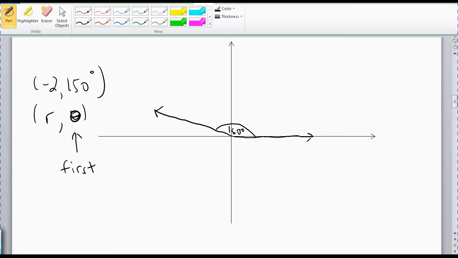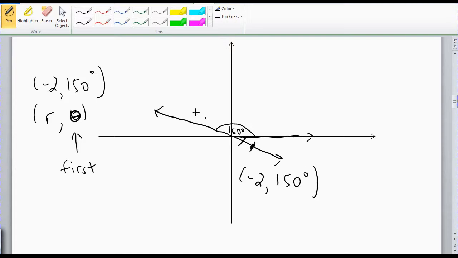Now I need to draw the r. If it were a positive r, I would mark it off on the terminal side. If it's positive, I put it over here. But since it's negative, I'm going to put it on the other side. So I'll mark off two places somewhere. It doesn't really matter where. My main focus is that it's going to be on the opposite side of the terminal side. So I have to extend it because of that -2. So it actually puts it in the fourth quadrant. So that is -2 comma 150 degrees.